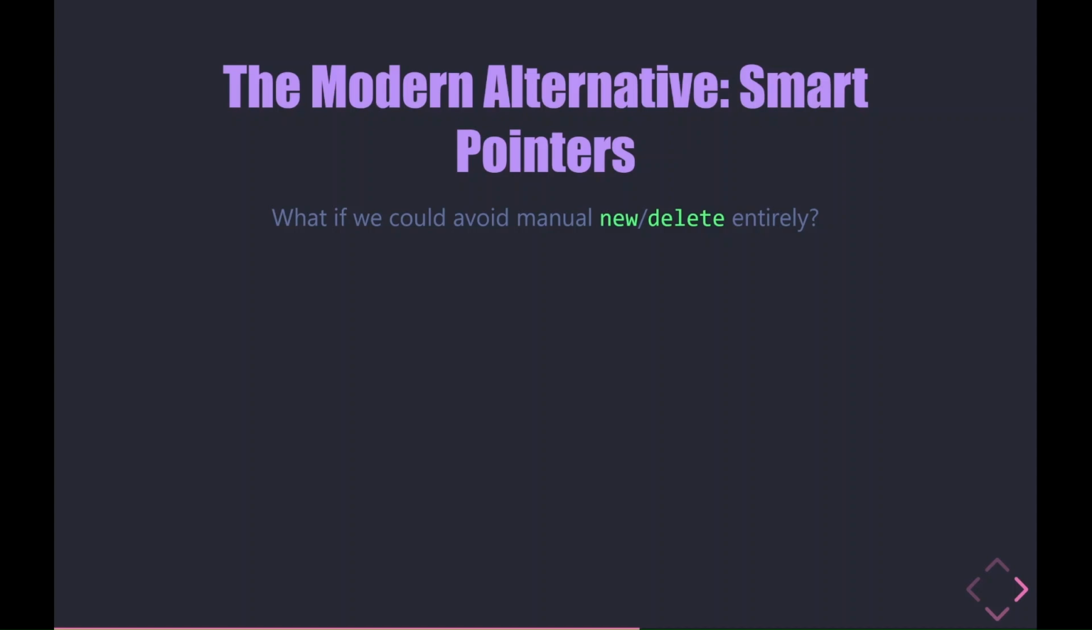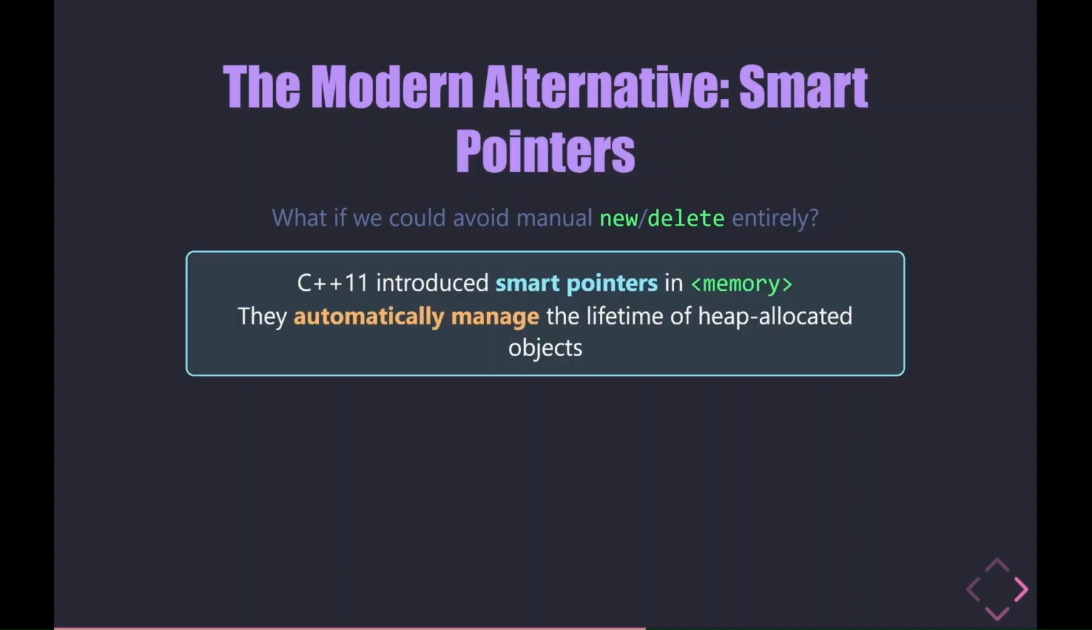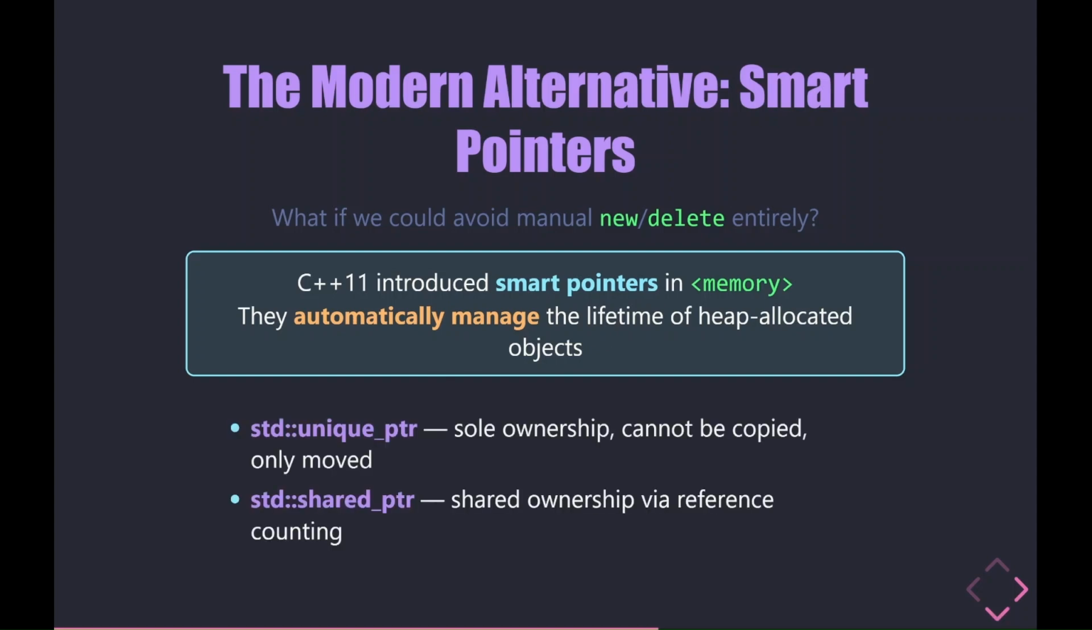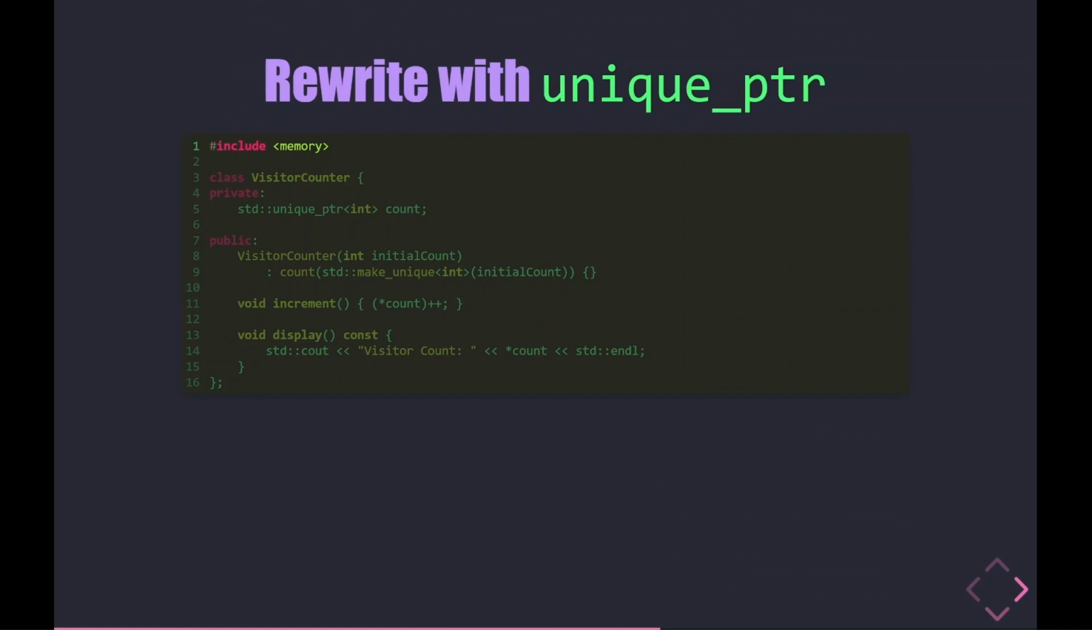And now more and more people realize that this copy constructor and copy assignment operator is not a very good design. So in modern C++, there's a thing called smart pointers to solve this problem. In C++11, they introduced smart pointers in this memory header, and they automatically manage the lifetime of heap-allocated objects. So there is unique_ptr and shared_ptr. For the unique pointer, if we rewrite this code, we can see that here is the unique pointer. Every time it will make_unique, which is like our new.